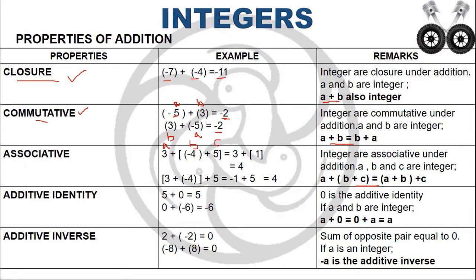So what is the order of operation? Any numbers which are inside the bracket should be executed first. So minus 4 plus 5. These two integers are having different signs. That means we have to subtract. So 5 minus 4, the answer is 1. Which is the biggest number here? 5. So the sign for the 5 is a positive sign. So the answer is plus 1.